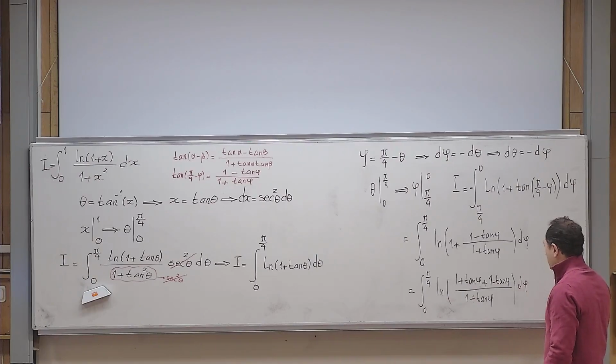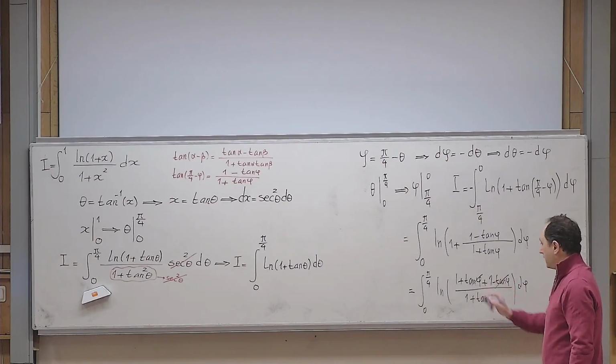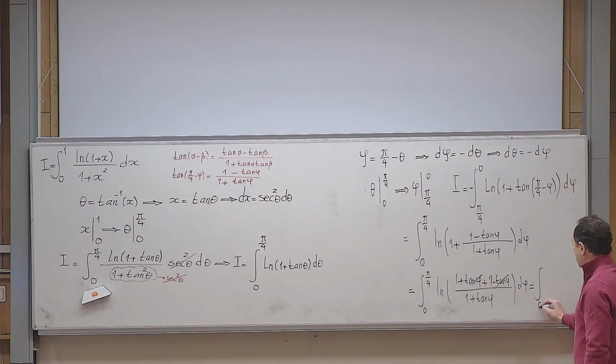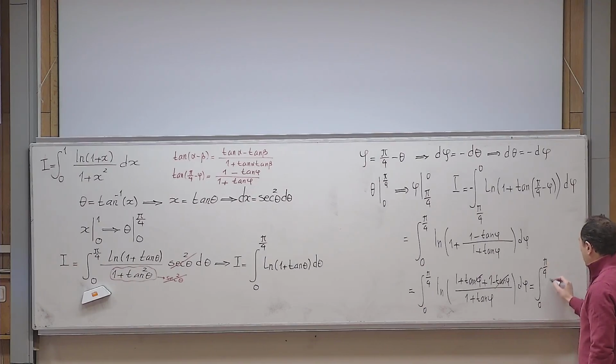I hope that you can see what's happening. This tan phi and that tan phi are gone. 1 plus 1 becomes 2. So this becomes integral from 0 to pi over 4 ln of 2 divided by 1 plus tan phi, and everything d phi. Hopefully it is readable.